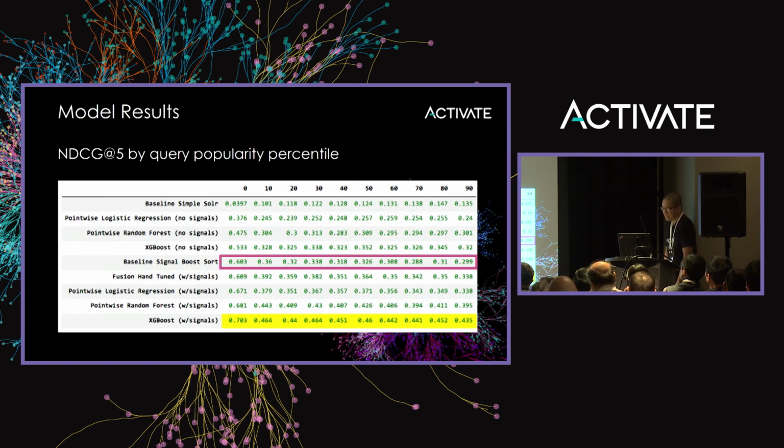For the baseline signal boost sort, you see the opposite effect. Head queries perform pretty well, but then they drop off dramatically as you move toward the tail. For those of you who can't see, for the head queries you're at 0.60, and at the end of the tail, you're at 0.29.